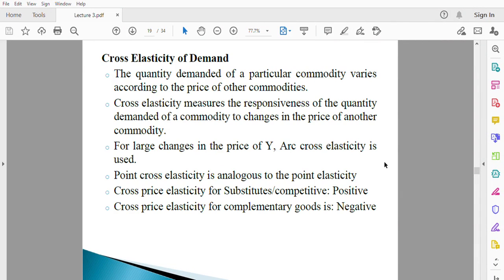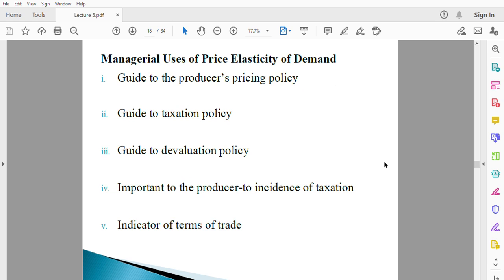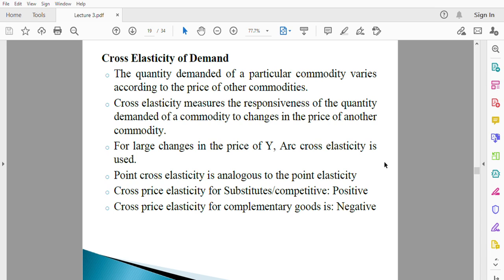Yes, welcome back. The next thing we want to look at, after understanding the benefits or importance of knowing the elasticity of demand of your product, is cross elasticity of demand. This is also very important. We've talked about point elasticity, we've talked about arc elasticity. It's very important to know cross elasticity of demand.